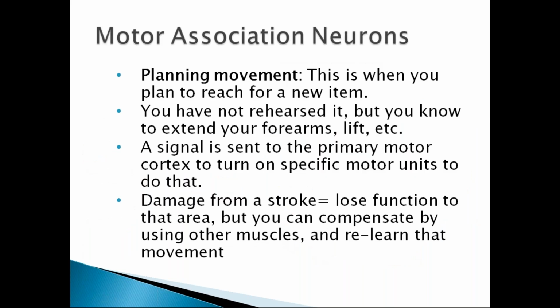Motor association neurons, planning movement. This is when you plan to reach for a new item. You have not rehearsed it, but you know to extend your forearms to lift something. So if you were going to pick up the book from your desk, you have actually set off all this electricity so that your hand will reach over to the book, put your fingers around it, and lift it. A signal is sent to the primary motor cortex to turn on specific motor units to do that. Damage from a stroke equals losing function to that area, but you can compensate by using other muscles and relearn that movement.